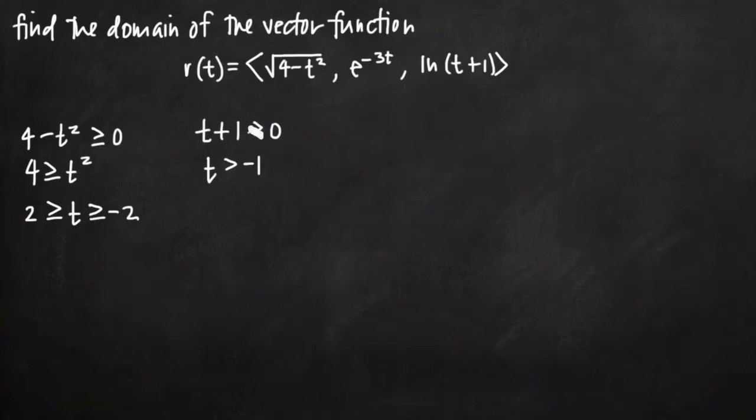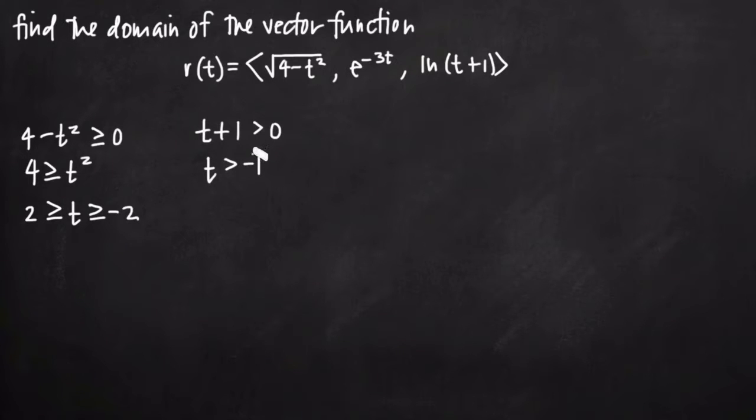Now don't forget, we don't want to say greater than or equal here, because then we could end up with natural log of 0, and remember that natural log of 0 does not give us a real number answer. So we want to say just greater than: t is greater than negative 1.